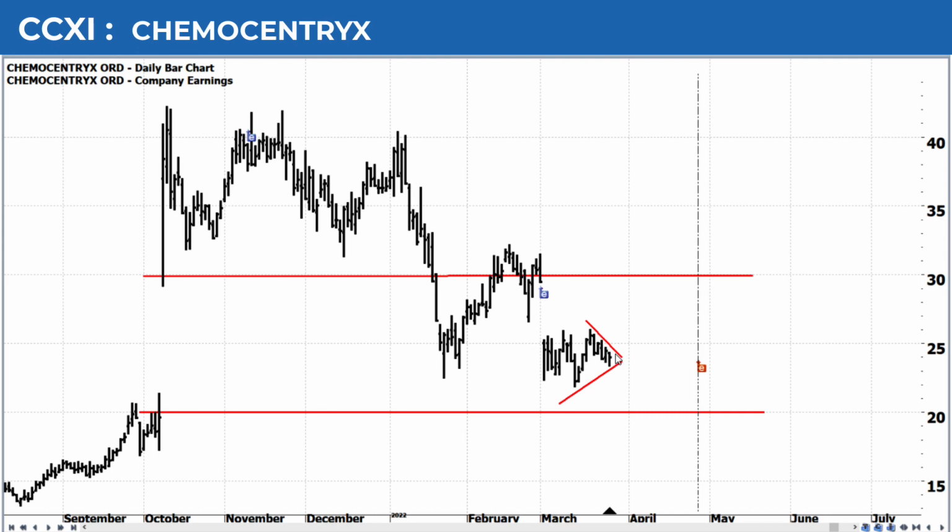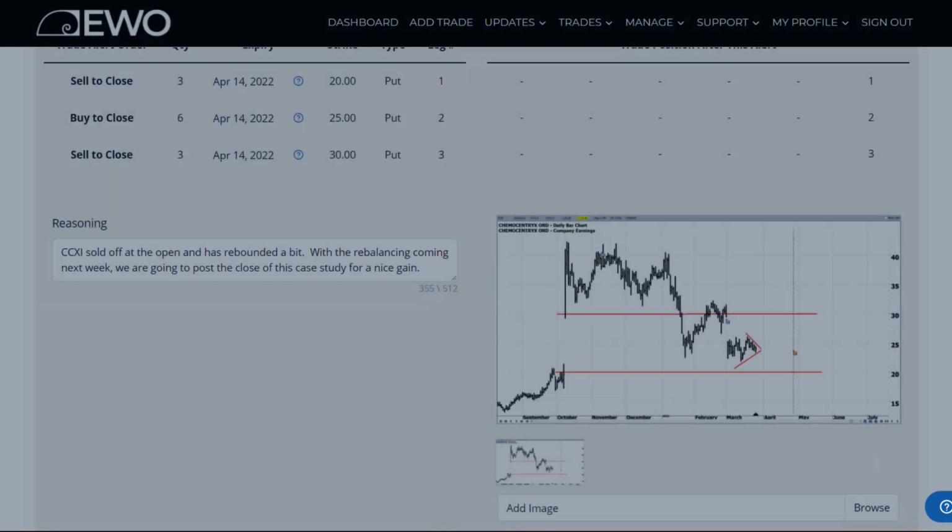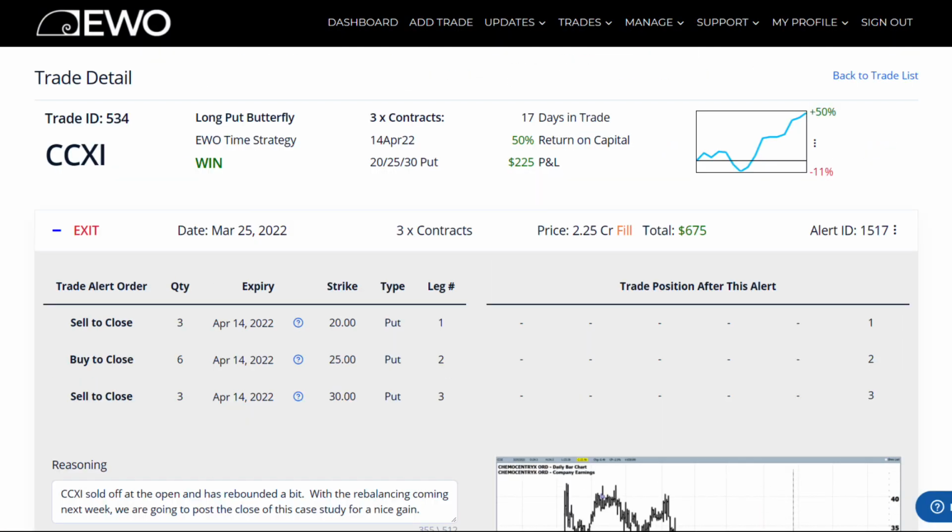So looking at that triangle, it's like, I think we're just going to go ahead and take this gain. As you can see, it was a pretty nice gain. And if you go back and look at the chart of CCXI, you'll see 2 days later, we did break out of that triangle and above 25. So the exit was pretty spot on. So we generated a 50% return in just 17 days.